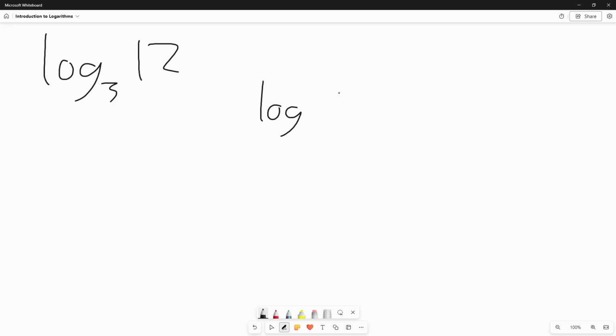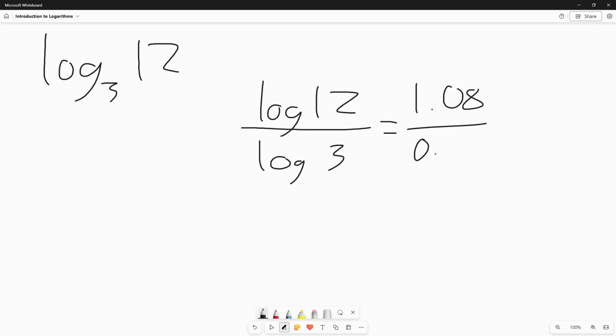So we can change this into log base 10 of 12 over log 3. And now, for a lot of calculators, it allows you to put this into your calculator, and you get 1.08 over 0.48 approximately. This is around 2.25.